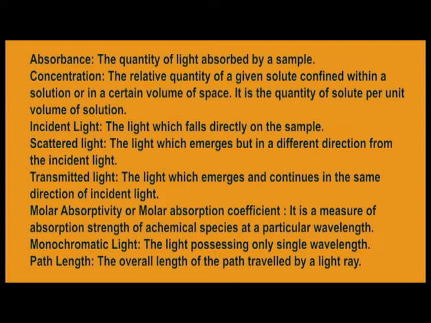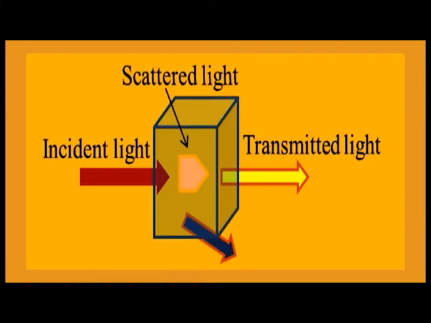Molar absorptivity or molar absorption coefficient, it is a measure of the absorption strength of a chemical species at a particular wavelength. Monochromatic light, the light possessing only a single wavelength. Path length, the overall length of the path travelled by the light ray. So, these were the terms you should understand before learning the Beer-Lambert's law. Now, consider a ray of light falls on a material, then it can be absorbed, scattered or transmitted.